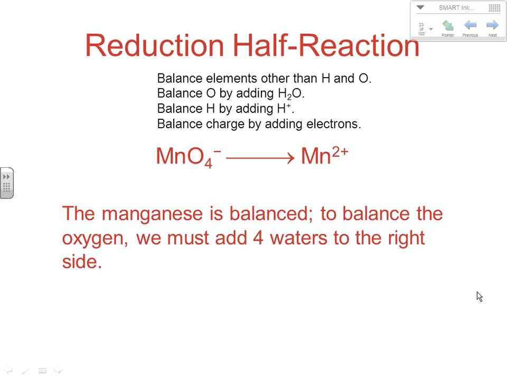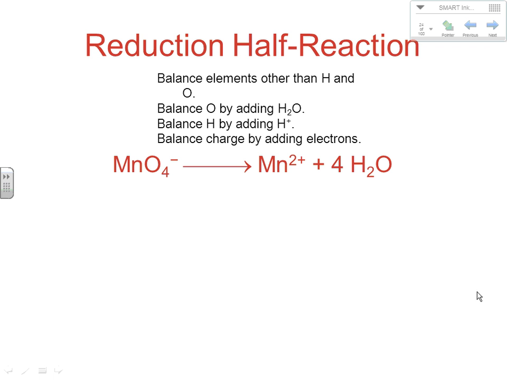Now, in this particular case, this is our reduction reaction. But if you follow through, the Mn's are balanced, so part A is done. Part B, balance our O's. Well, we've got 4 O's on the left, but none on the right, so we're going to add 4 waters to the right. That takes care of the oxygens. And now since we've added hydrogens, we have to balance our hydrogens by adding H+.